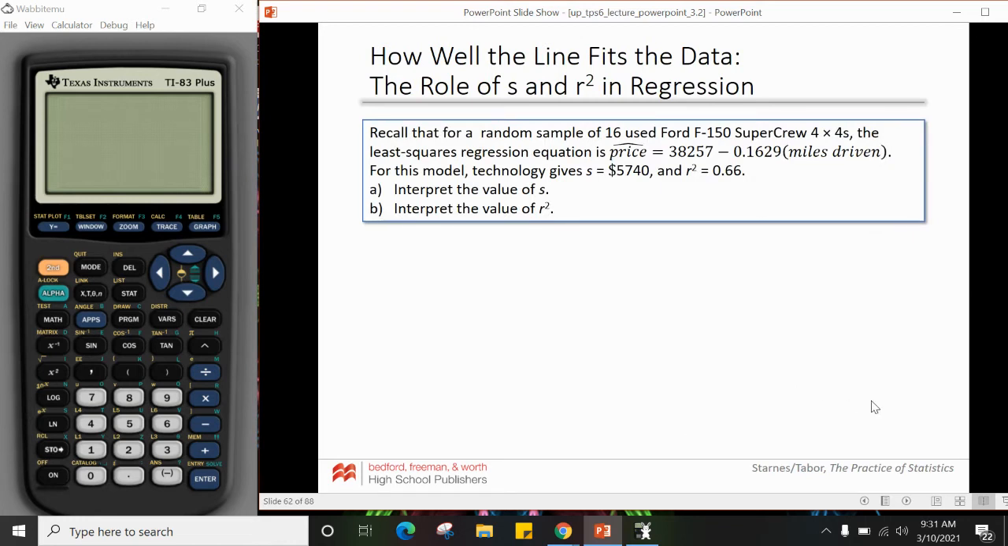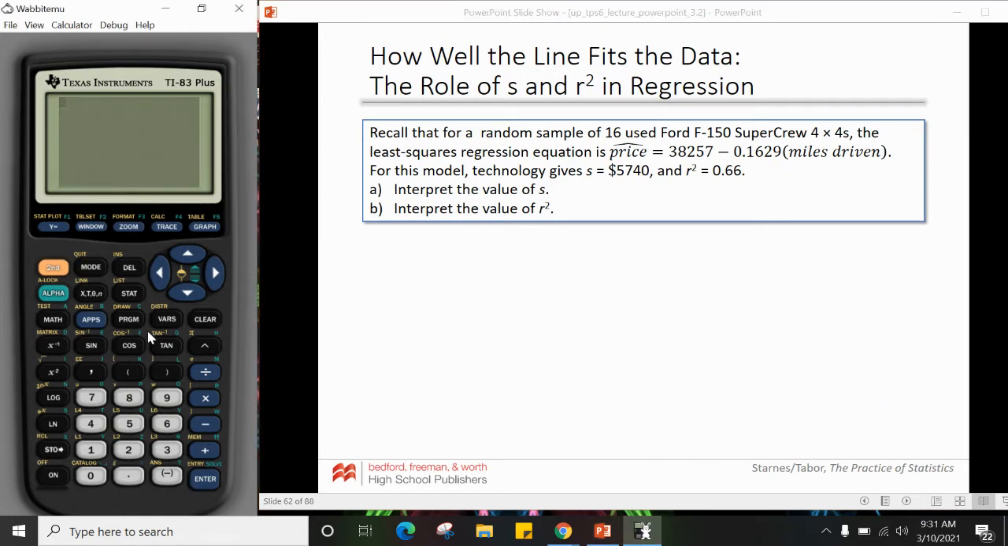So let's try and interpret S and R squared, and we'll go from there. From a random sample of 16 Ford F-150s, we have this least squares regression equation, which is price hat equal to 38,257 minus 0.1629 times the miles driven, or times our X value. And they tell us S and R squared.